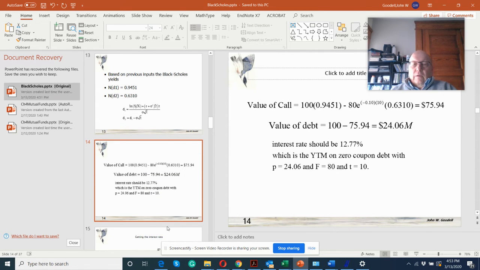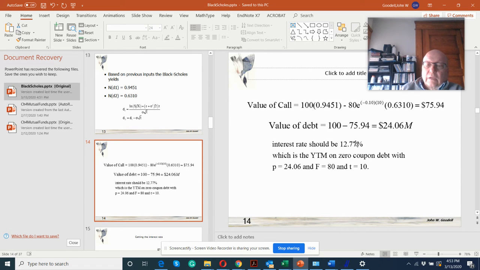And then we throw the values of N of D1 and N of D2 into the overarching equation. We get that the value of equity is 75.94. We would have thought maybe 100 minus 20 equals 80. But in fact, we get something much higher, 75.94. The value of the debt is just V minus E, which is 24.06.